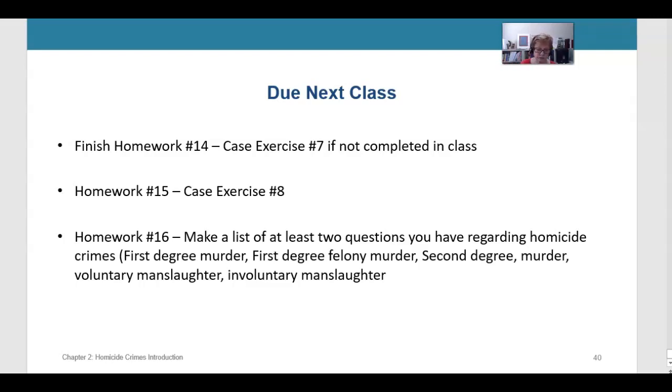The forms will, when we move into chapter 3, you'll only have elements of a crime worksheet because we won't be doing an analysis of homicide crimes. We will have left chapter 2. All right, I hope this is helpful, and if not, if you have questions, please reach out to me. I'm happy to help. Thank you.